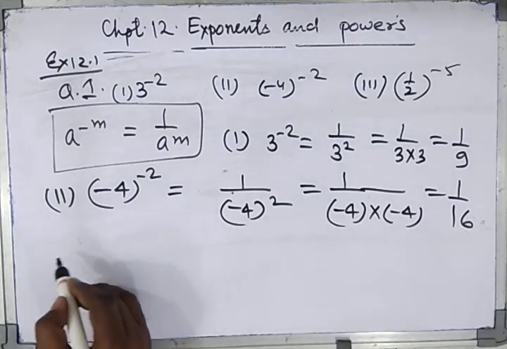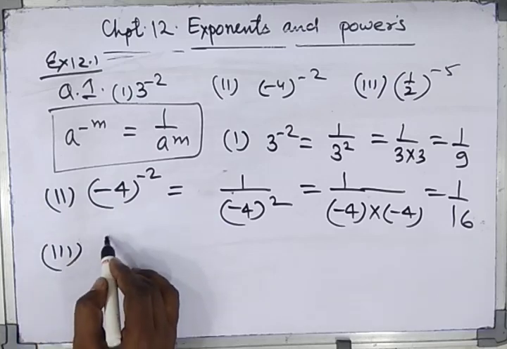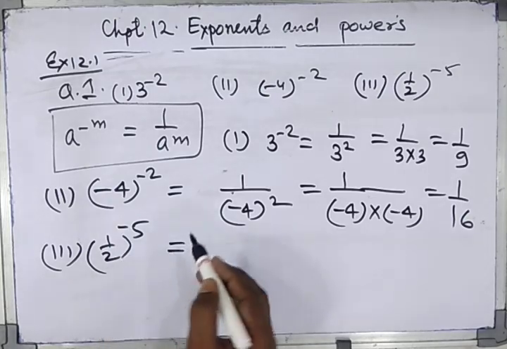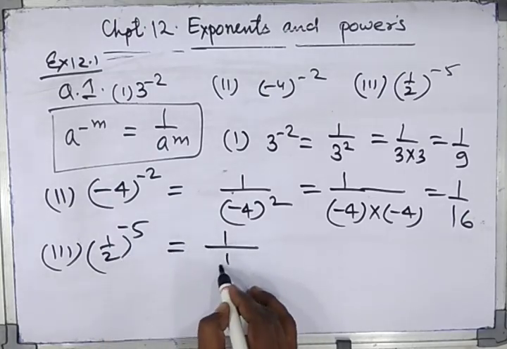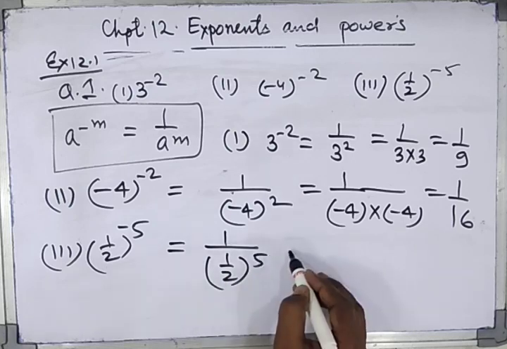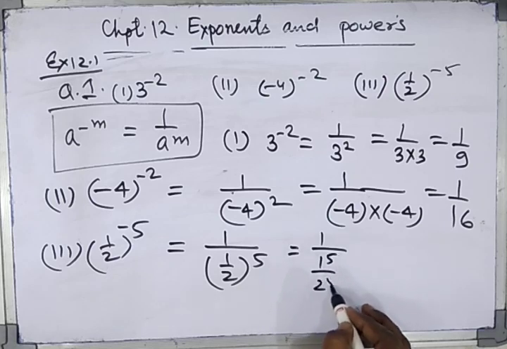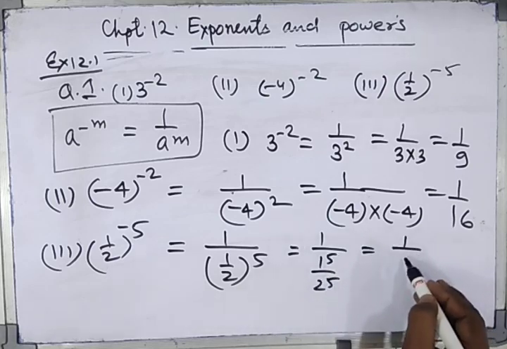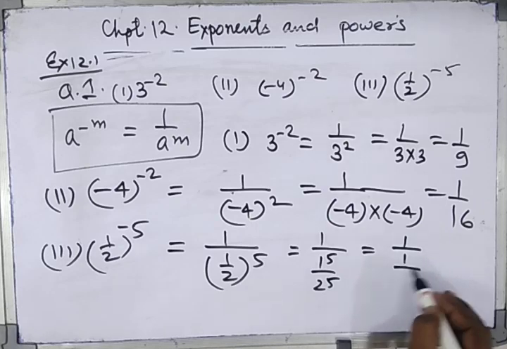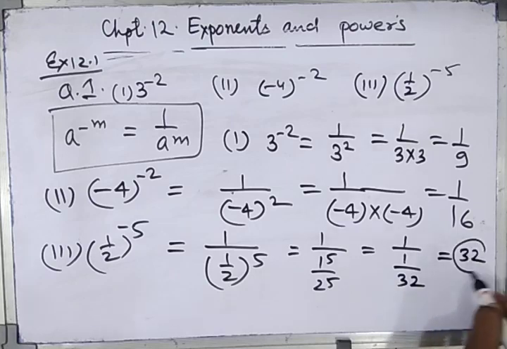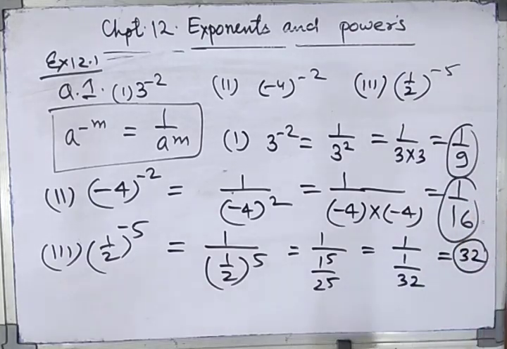Next, 1 by 2 raised to minus 5. This will be equal to 1 by 2 raised to 5. It means 1 by 1 by 2 raised to 5, 1 and 2 raised to 5 is 32, is equal to 32. So this is the answer, student.